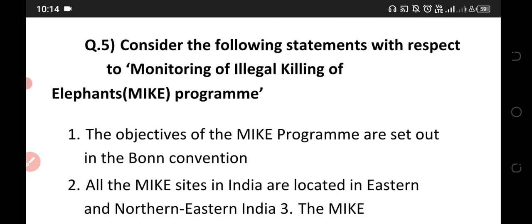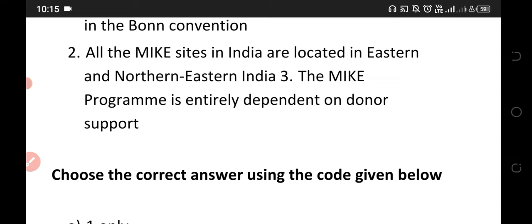Monitoring of the illegal killing of elephants, that means the MIKE program. The objective of the MIKE program is set out in the CITES Convention. All the MIKE sites in India are located in eastern and northeastern India. The MIKE program is entirely dependent on donor support. The second statement should be ruled out. So only 3 is the right answer.